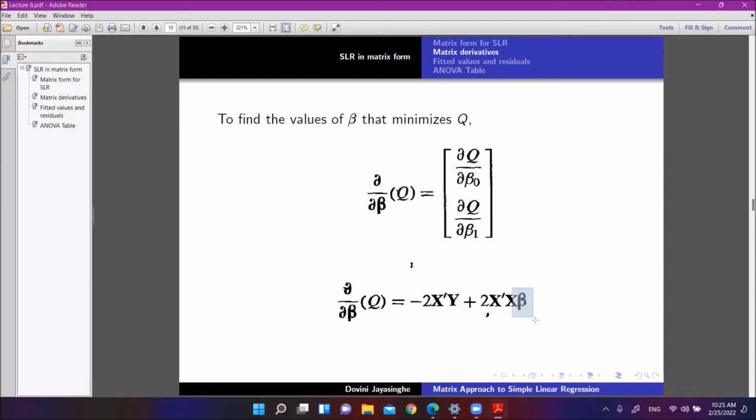You have to isolate beta here. So beta is equal to, this is going to this side, right? And then you don't divide by a matrix, so you take the inverse, right? Just let me do that here.